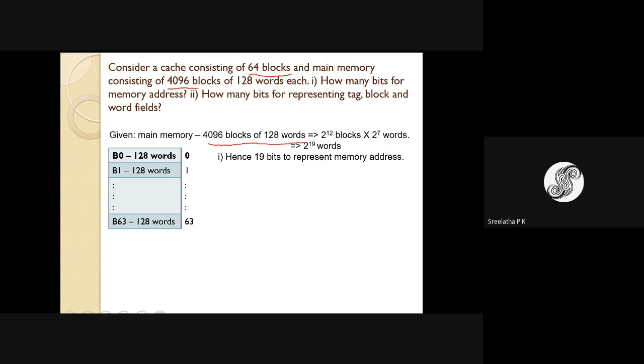128 words. You can easily find the number of bits for the memory address, same as we had done yesterday. So 2 power 12 blocks and 2 power 7 words, there are 2 power 7 words in each block. Now I should find how many bits for set associative. In this question also there is no number of blocks in a set, so you should assume that there are 2 blocks in one set.